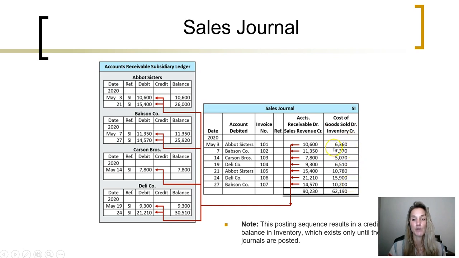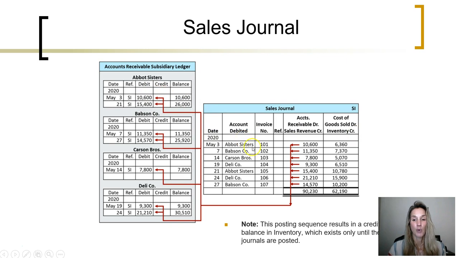We debit accounts receivable, credit sales, and then we also debit cost of goods sold and credit inventory for the cost of the goods sold. Here we are seeing both journal entries for each sale that was made during the month. However, instead of recording each individual sale into the general ledger, we wait until we get to the end of the accounting period. Here it was for the month of May, and we would just record the total. We would total the $90,230, debit it into accounts receivable, and credit it to sales revenue. We would take the total of $62,190, debit it to cost of goods sold, and credit it to inventory.